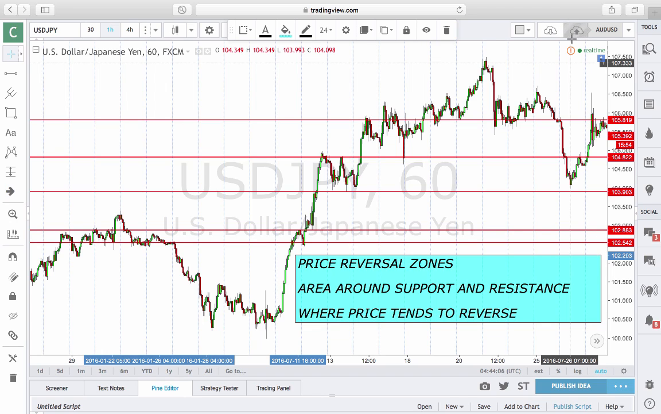For me, what I found was areas within the market where price pretty much reversed, based off a couple key things. What price reversal zones are is an area around support and resistance where price tends to reverse. You've already gone through the support and resistance video, but adding on to that, I want to give you a visual reference, a visual tool, to help you see what really is going on within the markets so we can understand market structure.